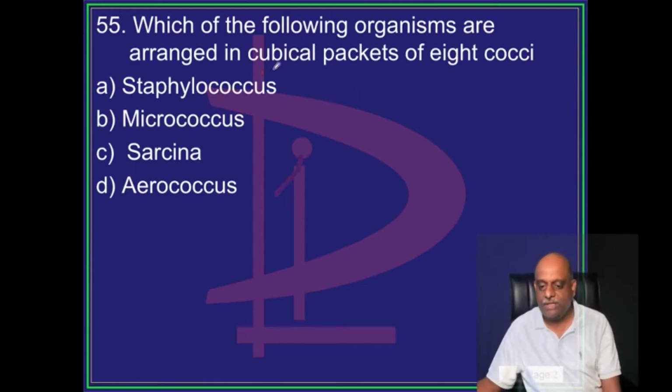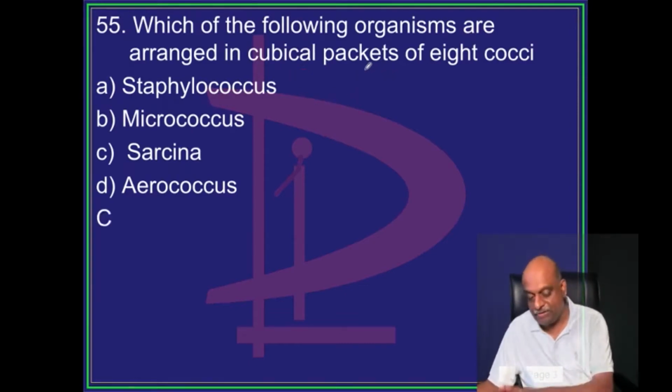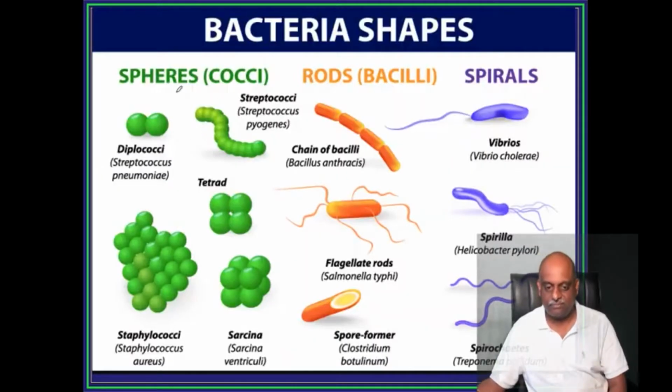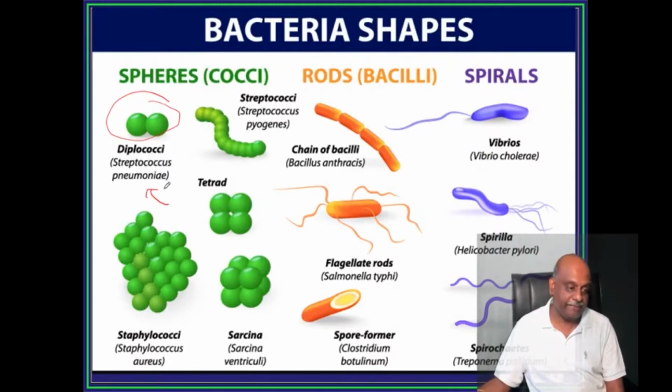Which organism is arranged as cubical packets of 8 cocci? Sarcina. So you have diplococci like Streptococcus pneumoniae. Very good. And you have Streptococcus pyogenes.